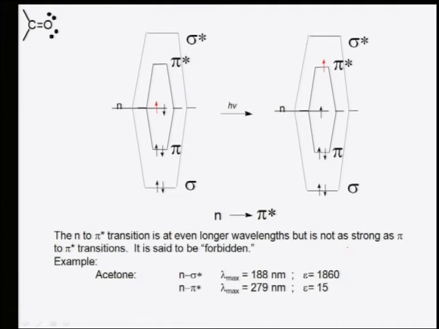Similarly, in a ketone, these are the non-bonding electrons which I told you, and there is a double bond, and there are pi and then other electrons. So you can have different kinds of transitions like n to pi star, or pi to pi star, sigma to sigma star by putting in energy. And the n to pi star transition is at longer wavelengths but not as strong as pi to pi star. Therefore, the n to pi star transition is not normally forbidden. In acetone, the n to sigma star transition happens at 188 nanometers and n to pi star happens at 279 nanometers, with the molar absorptivity given by this value, which can be calculated or measured.